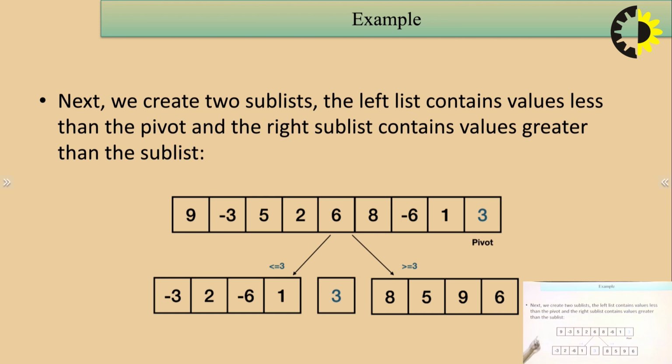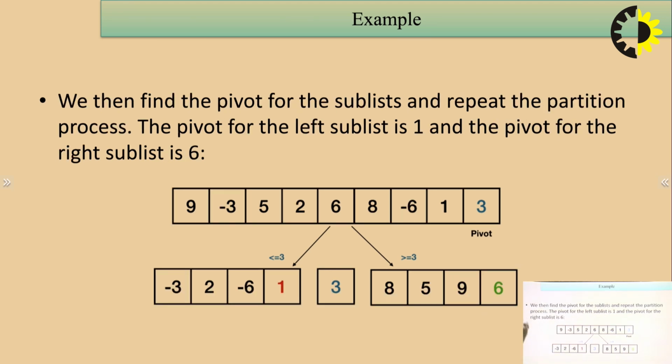Now we create two sublists. The left list contains values less than or equal to the pivot and the right sublist contains values greater than the pivot. Now we find the pivot for each sublist, the left sublist and the right sublist, and repeat the partition process. The pivot for the left sublist is 1. Same funda, we are choosing the last element as pivot. So for the sublist, we must choose the last element as pivot.